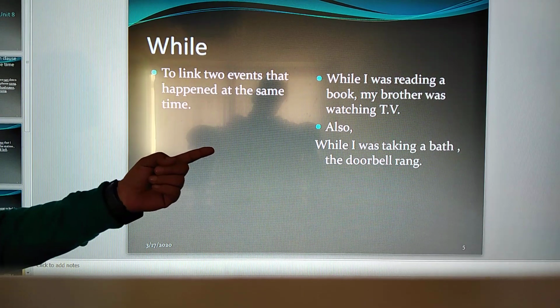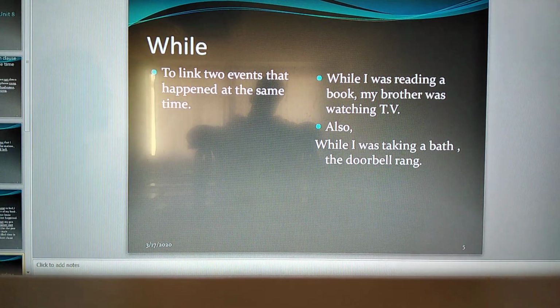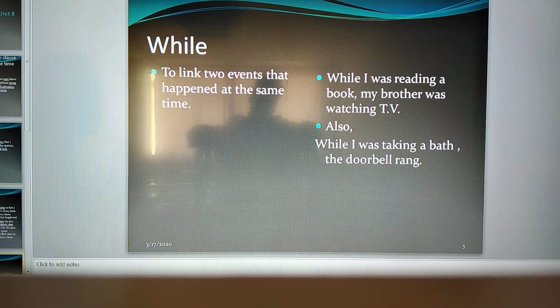Also, we use it with a simple past, for example. While I was taking a bath, the doorbell rang.